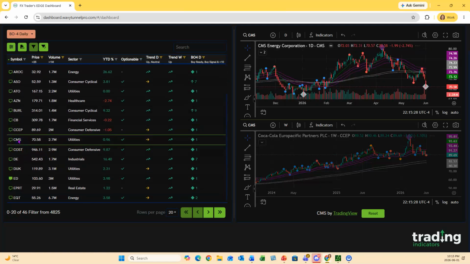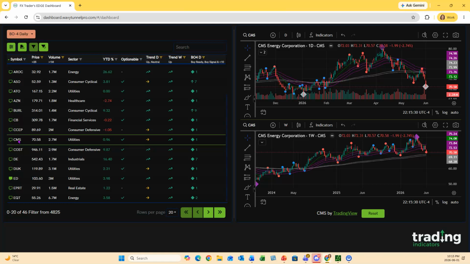CMS. I'm going to leave this as well. The wave looks awfully close to crossing down below the tunnel on the daily chart.